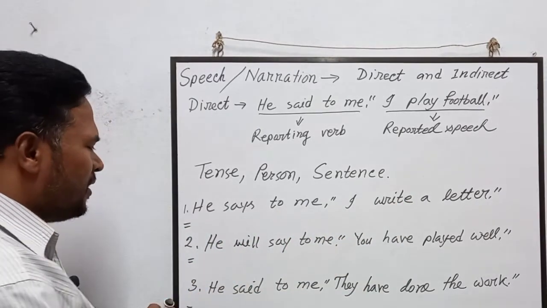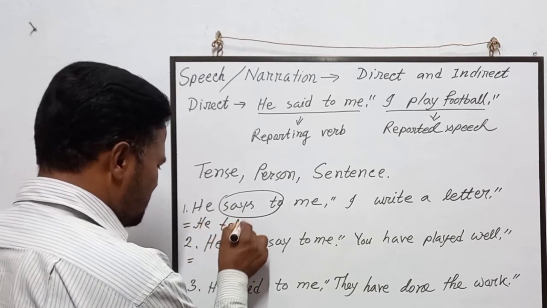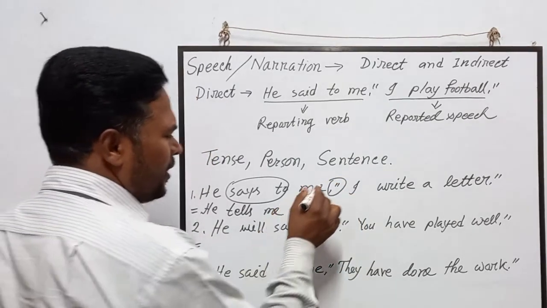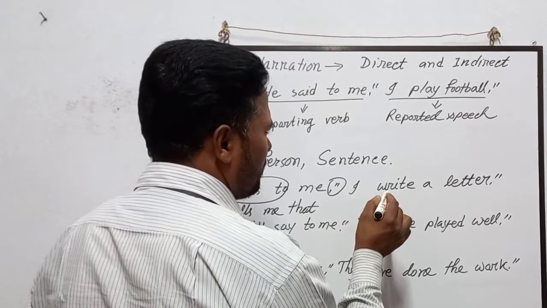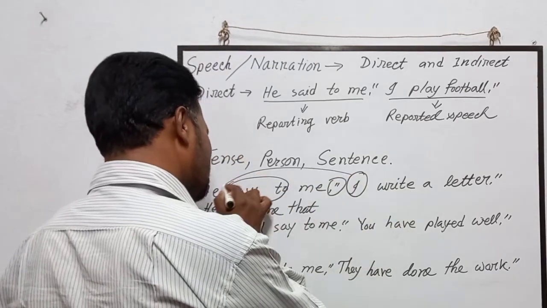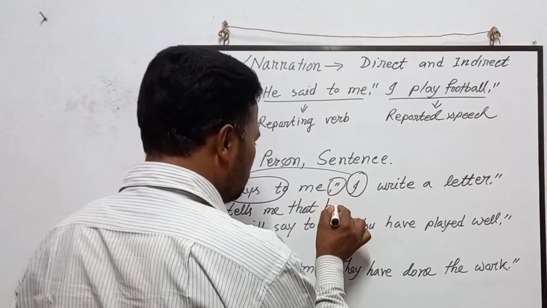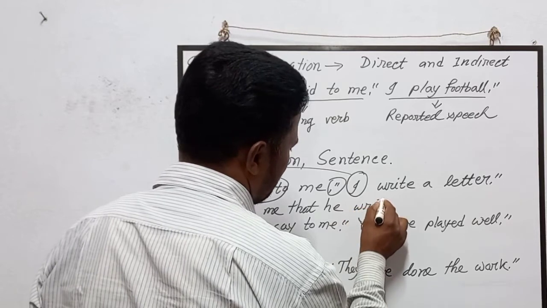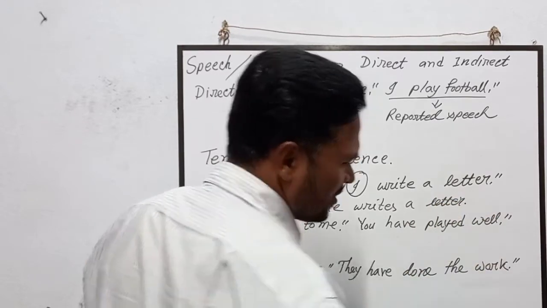Here if we change it, at first we have to change "says to" to "tells me", and we have to put "that" in place of the inverted commas. The subject of the reported speech is first person. If it is first person, we have to follow the subject of the reporting verb. Now we will put "he". There is no change of tense. He writes a letter. It has changed.